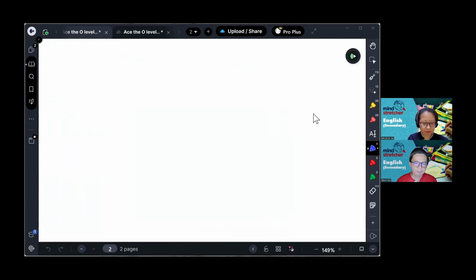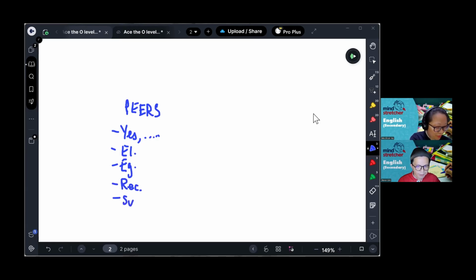So what happens is that your PEERS, where you give your answer first, where you say yes, and then you elaborate, you give an example, you make a recommendation, and then you summarize. There's nothing wrong with this structure, but, and this is a very big but, you can only do this successfully if there's a match between the question and your content knowledge.